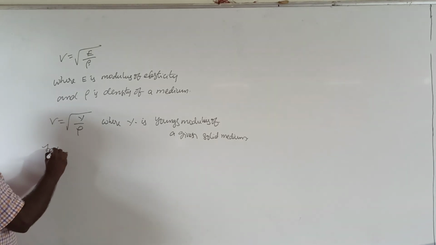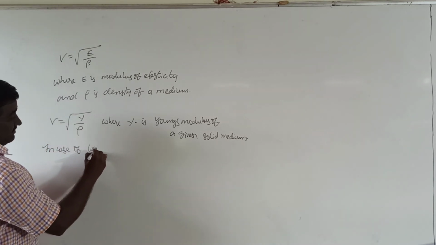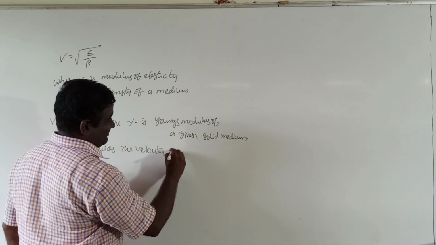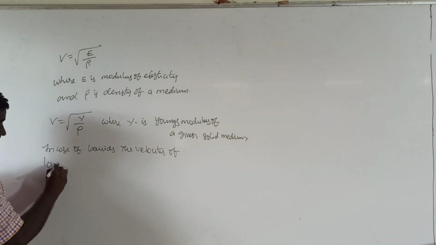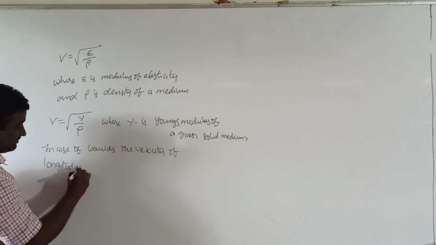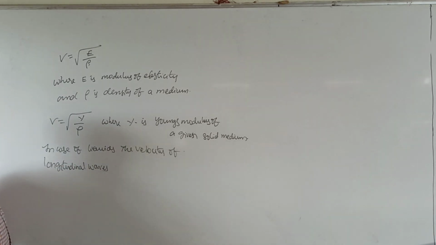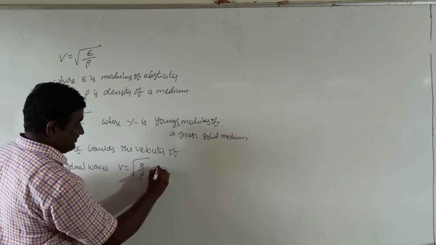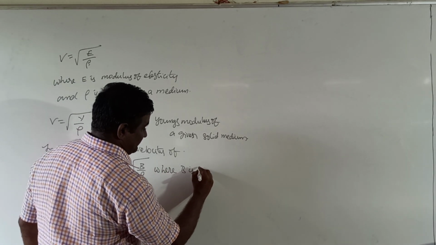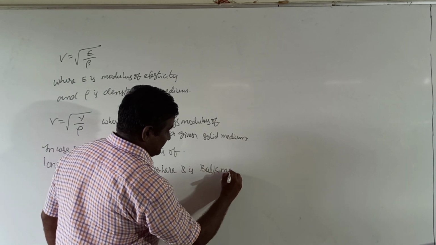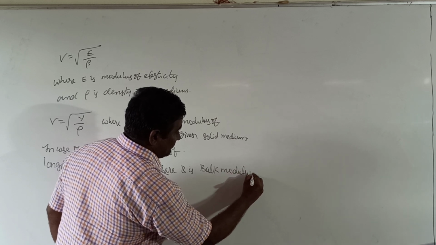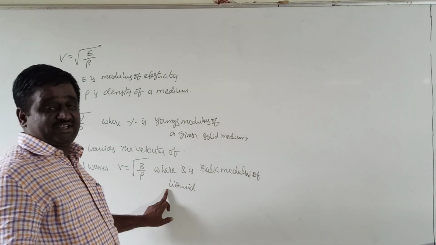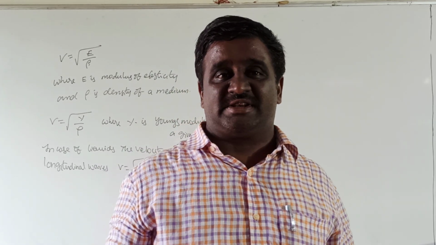In the case of liquids, the velocity of longitudinal waves is v equal to root over B by rho, where B is the bulk modulus of liquids, because liquids possess bulk modulus only, as they do not have a specific shape.